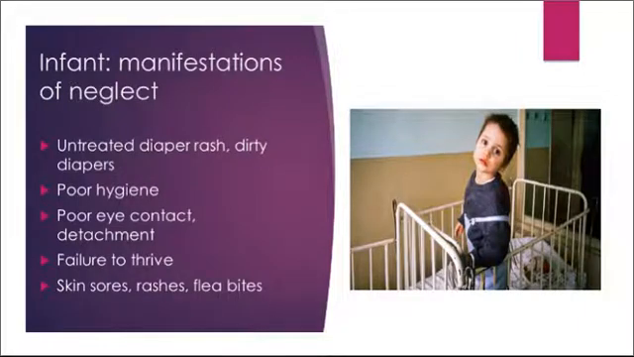Manifestation of neglect. This starts on the bottom of page 2129 into 2130. If neglect is suspected, a nurse should conduct a more in-depth assessment. Signs include untreated diaper rash, dirty diapers, poor hygiene, poor eye contact, failure to thrive, skin sores, flea bites.